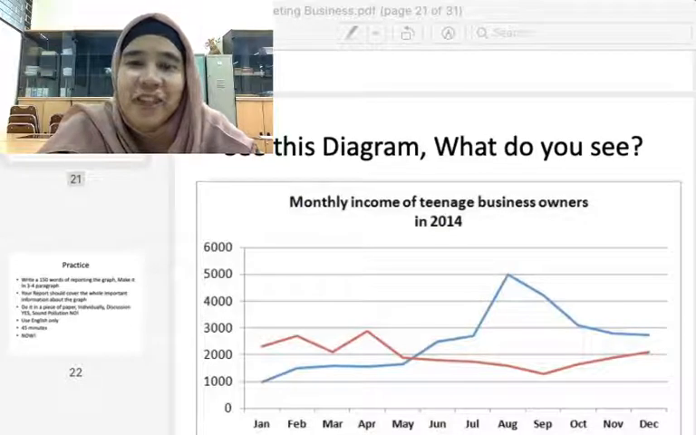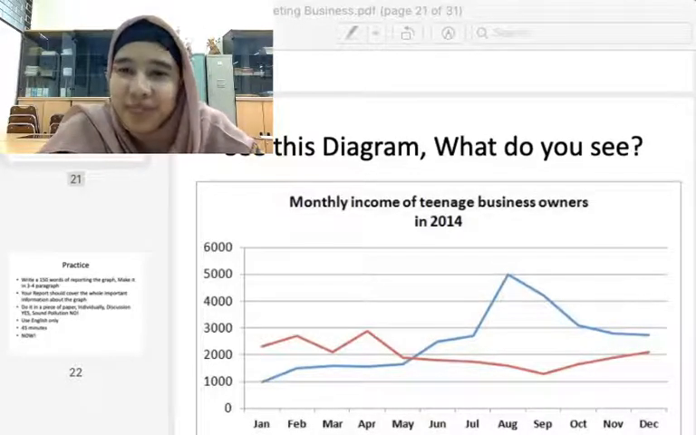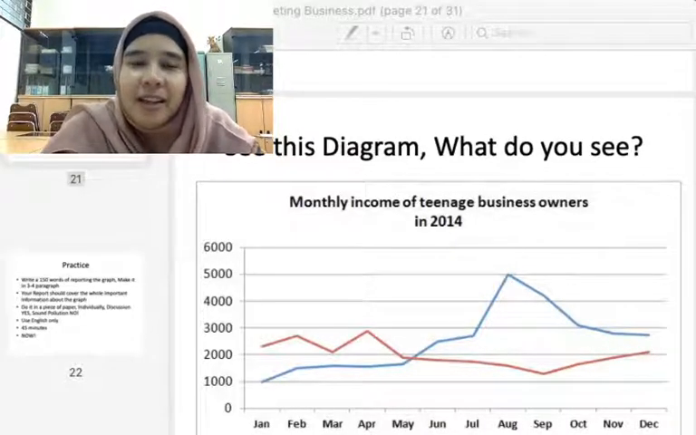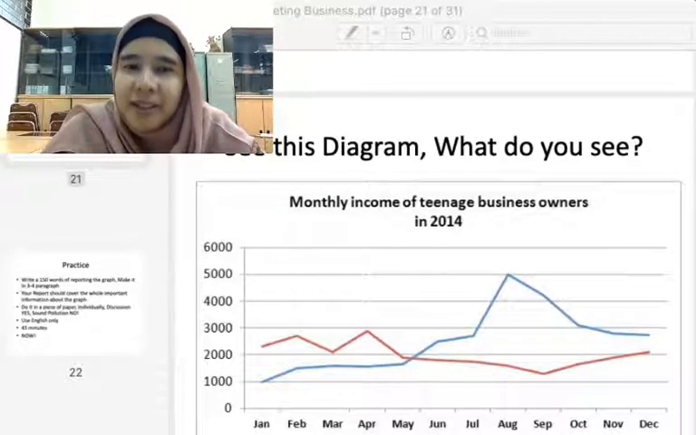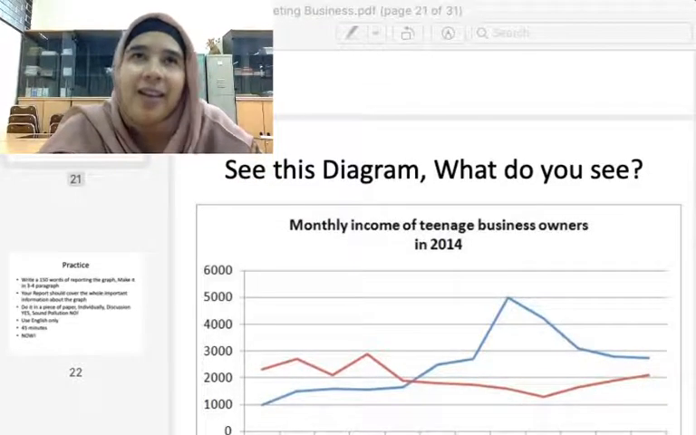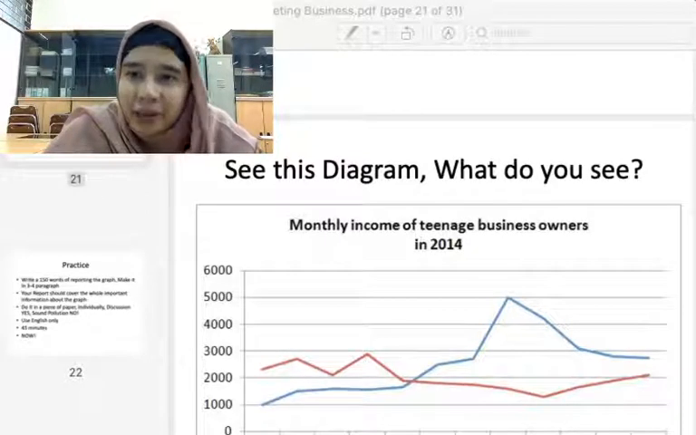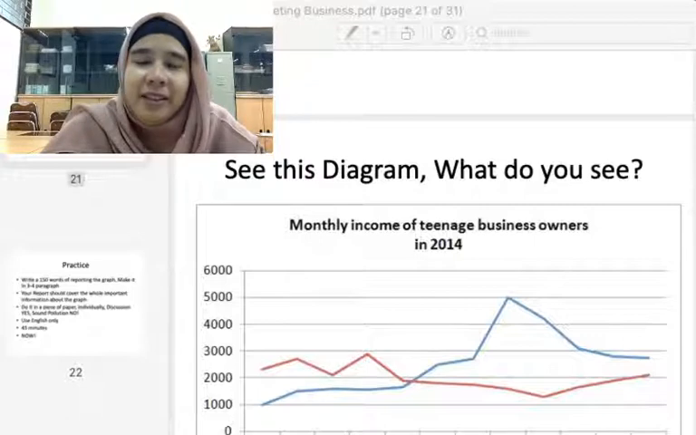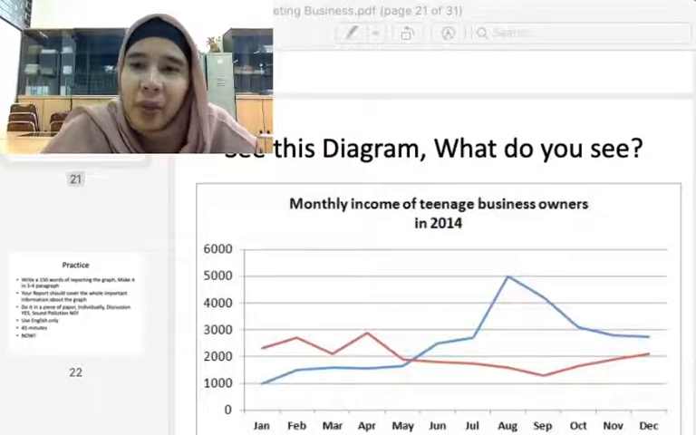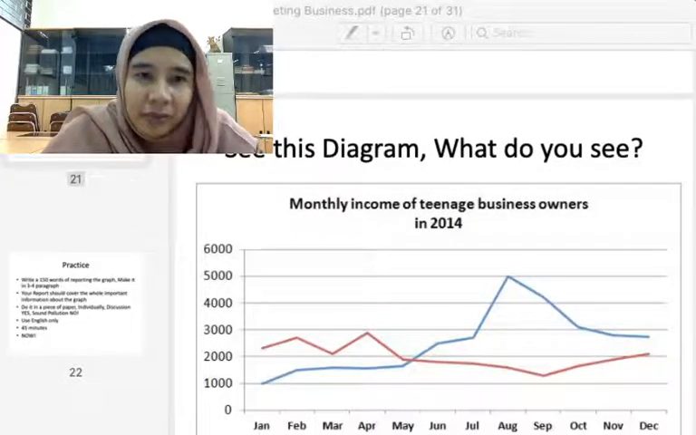Okay, this is the second video in the first meeting, masih the first meeting, but in the second video, everyone, let's take a look at this diagram because today we are going to do the actual report writing regarding this diagram. Okay, take a look at this diagram. This diagram is called a line graph, namanya graphic line.